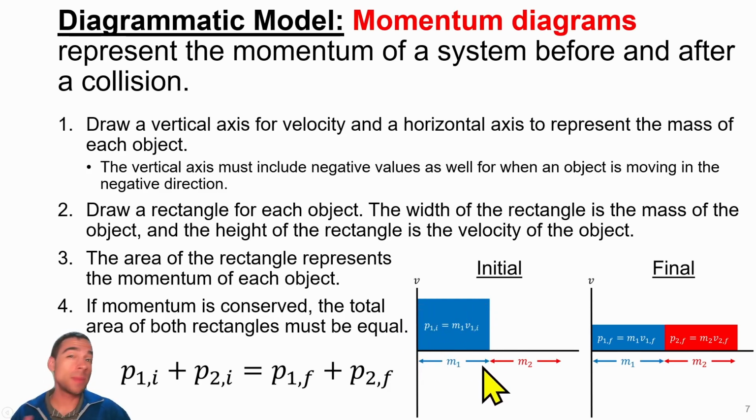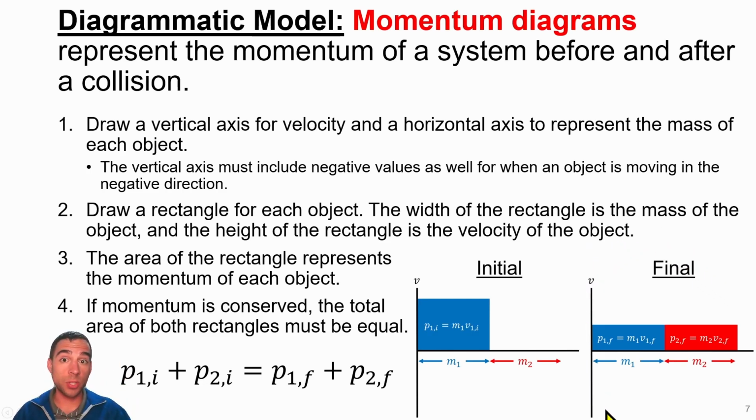And lastly, if momentum is conserved, which it always will be for any collision, the total area of both of these rectangles added together should be the same in the initial situation and the final situation. So in this scenario, I've drawn two objects that have the same mass. Their rectangles have the same width. And in the initial situation, I have one object that is moving with some velocity toward the other. It's moving in the positive direction. It's got a positive velocity. And the second object, the red object, doesn't have any velocity at first. So we have one object moving toward another one that's not moving. And they're going to bump together and then stick together as they move.